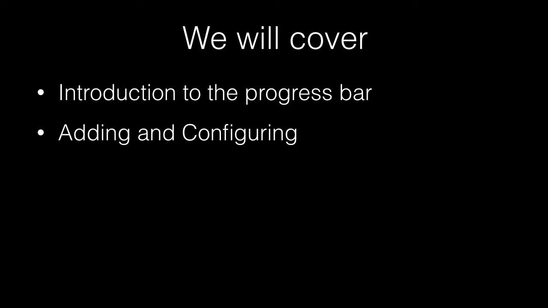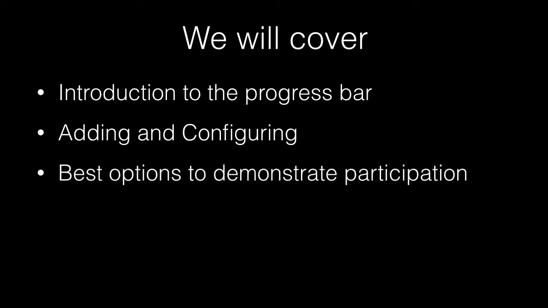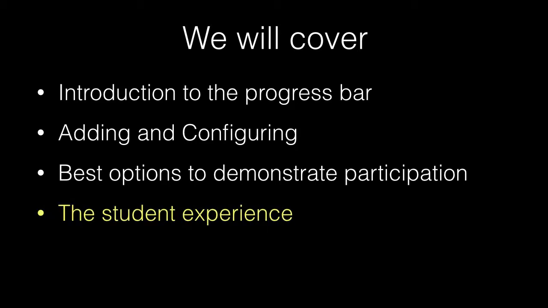In this tutorial, I'm going to show you the progress bar feature of Moodle, and I'm particularly going to pay attention to how it can be used to track student participation. So I'm going to introduce you to the progress bar itself. I'll show you how you can add it to your course if it doesn't exist, or configure it if it does. I'm going to show you the best options when you're configuring it in order to track student participation, and I'll also show you the student experience.